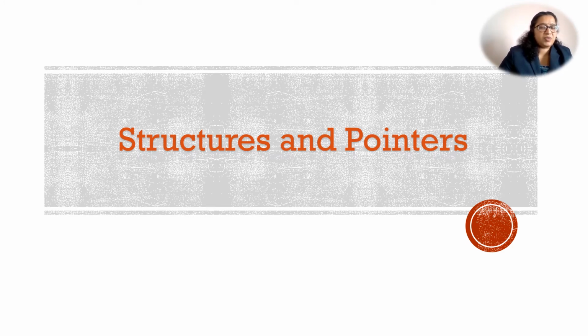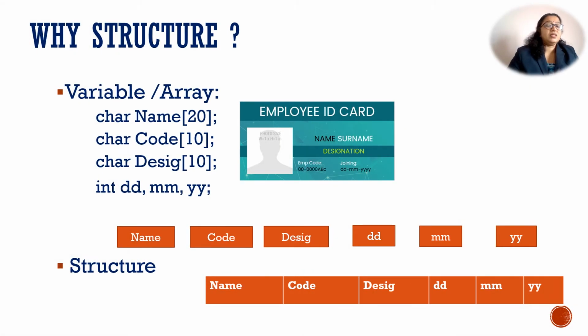Why structure? So here I put one ID card, an employee ID card, same like your ID card. The details are name, surname, designation, employee code, date of joining. These are the details stored in the employee card. So these details we want to store in the computer.